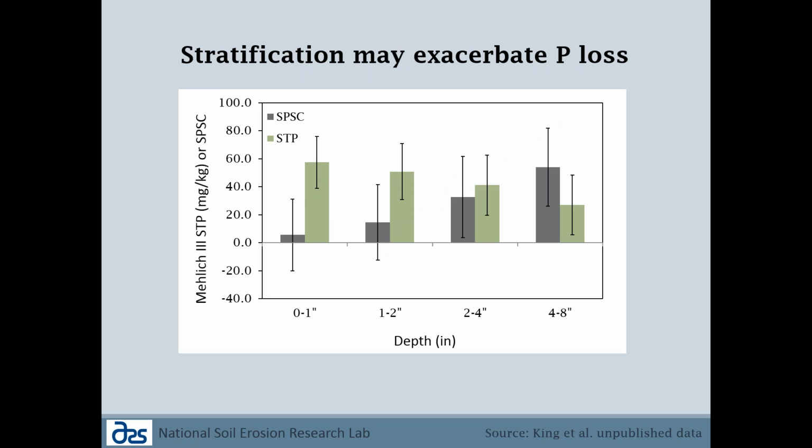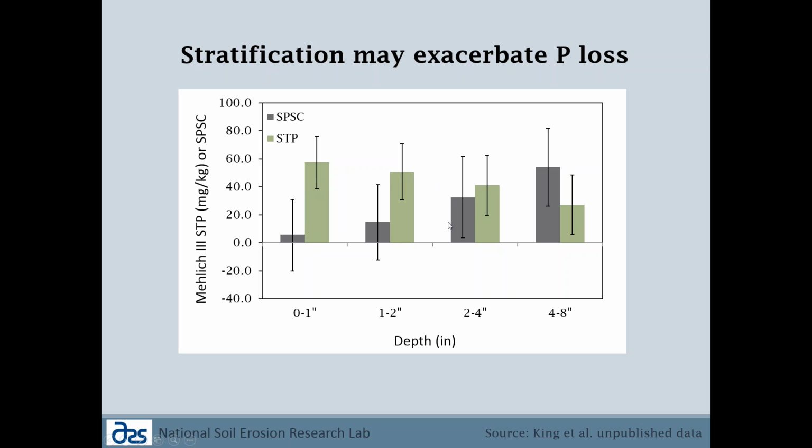And this stratification may exacerbate our phosphorus losses. So this is again some data from our edge of field sites, where these green bars are soil test phosphorus by depth for the site. We can see that even in our edge of field sites, we do have phosphorus stratification, whereby our 0 to 1 inch concentrations are higher than each of the depth increments as we go down through the profile. But on the opposite trend, we see these gray bars, which do the exact opposite.